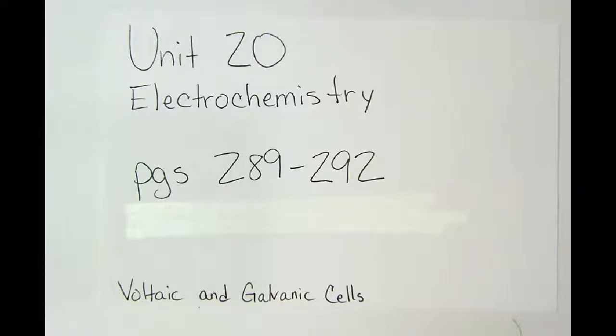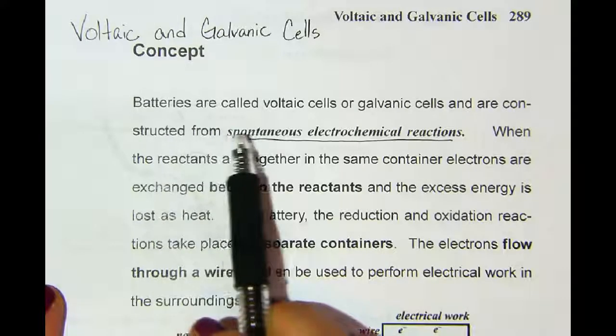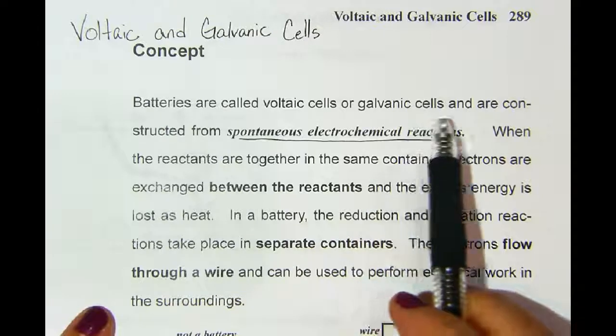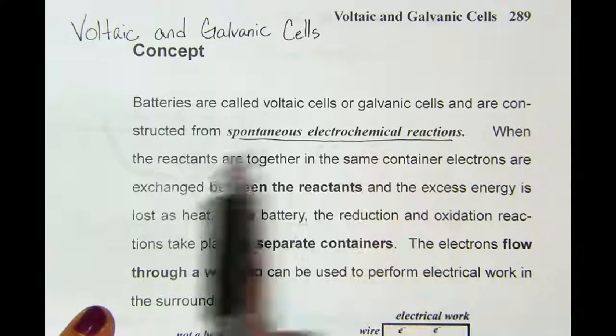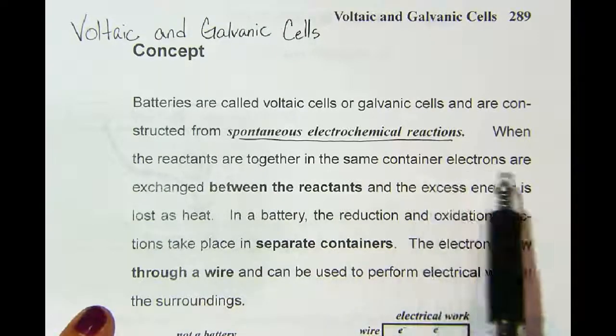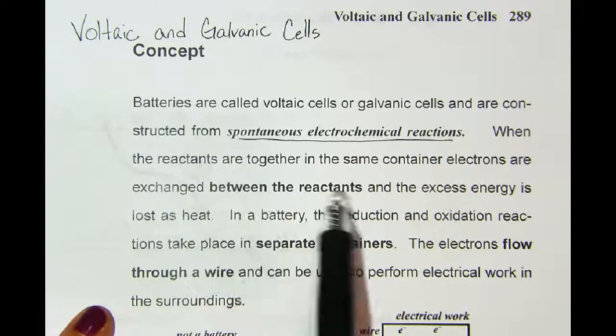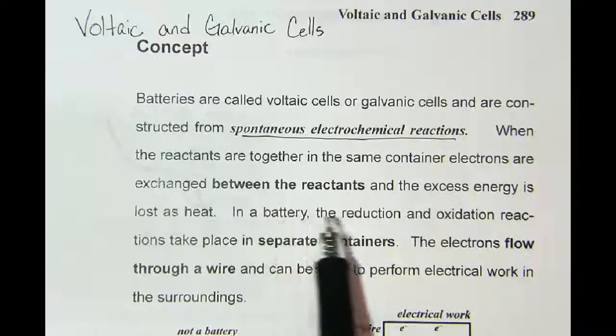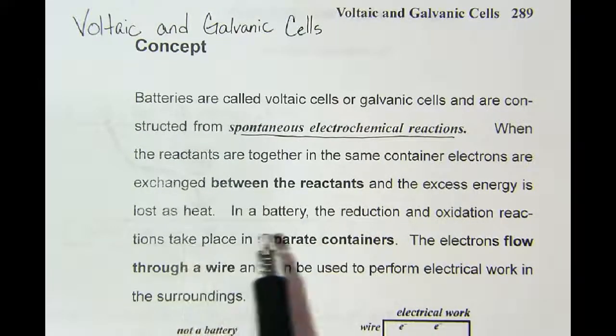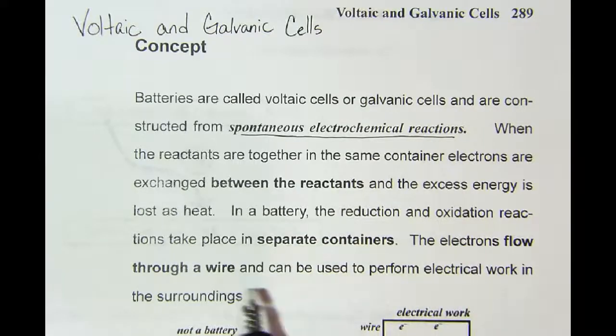Electrochemistry, pages 289 to 292, focusing on voltaic and galvanic cells. Batteries are called voltaic cells or galvanic cells and are constructed from spontaneous electrochemical reactions. When the reactants are together in the same container, electrons are exchanged between the reactants and the excess energy is lost as heat. In a battery, the reduction and oxidation reactions take place in separate containers. The electrons flow through a wire and can be used to perform electrical work in the surroundings.